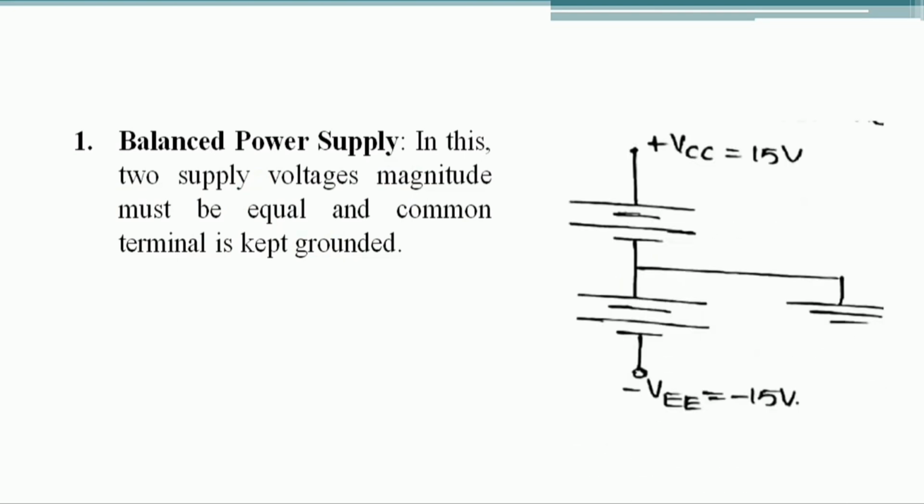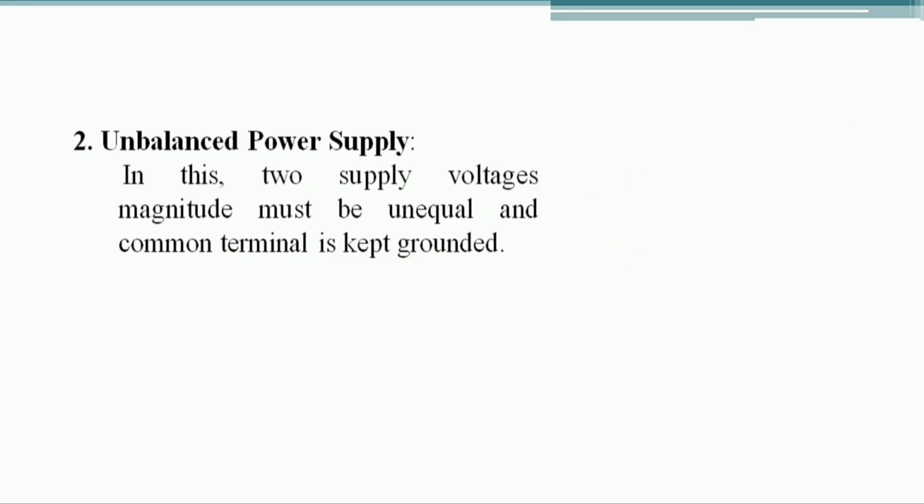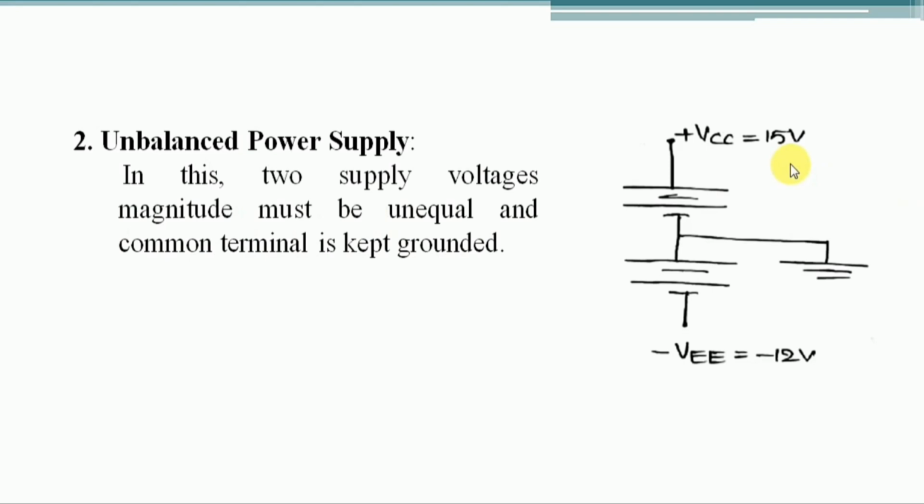If you see the circuit, this one is one power supply and the second one is another power supply. Here we have one positive voltage, plus VCC, and the negative, minus VEE. These two common terminals should be kept grounded in order to obtain the balanced power supply. The second one is the unbalanced power supply. It is similar to the balanced power supply, but the major difference is that the two supply voltage magnitudes are unequal. For example, if VCC is 15 volts, then VEE may be 12 volts. Here the magnitudes are not equal.